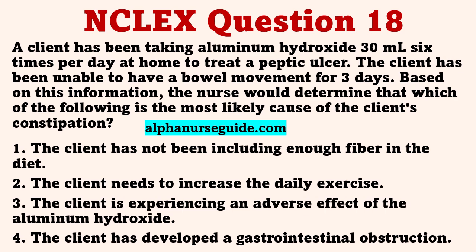The correct answer is 3. It is most likely that the client is experiencing an adverse effect of the antacid. Antacids, aluminum salt products such as aluminum hydroxide, form insoluble salts in the body. These precipitate and accumulate in the intestines, causing constipation. Increasing dietary fiber intake or daily exercise may be a beneficial lifestyle change for the client, but is not likely to relieve the constipation caused by the aluminum hydroxide. Constipation, in isolation from other symptoms, is not a sign of a bowel obstruction.